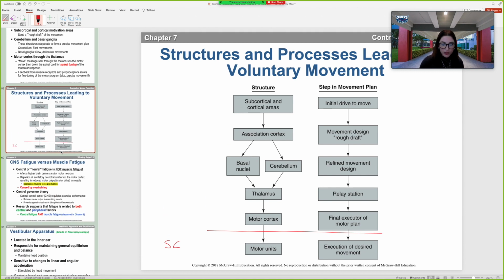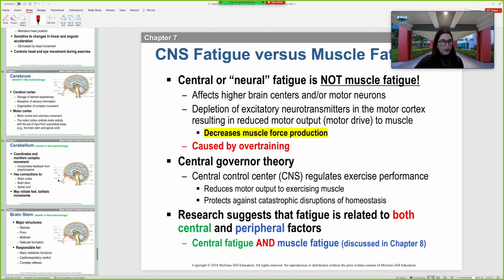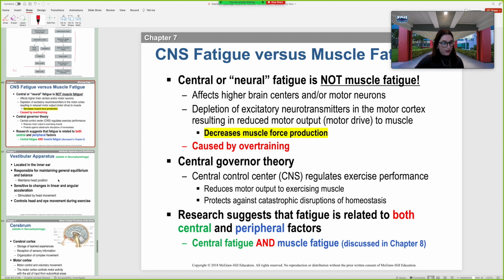So what do I want you to know about this? I want you to know these steps in order, okay? So know these steps in order. And that is it. Now we're going to talk about a couple more things and hopefully be done soon.